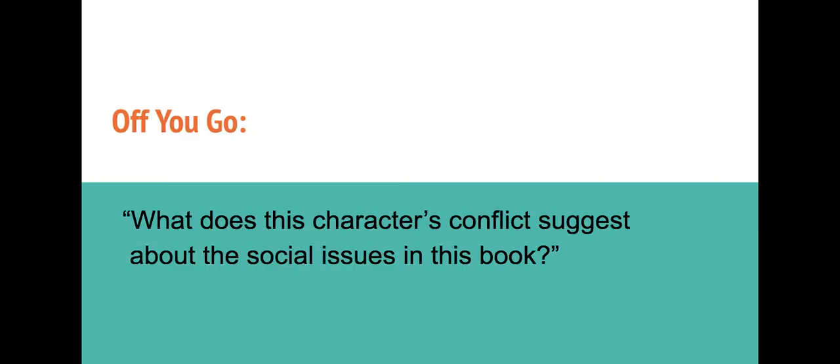All right, so with that, your task for following this mini lesson is we would like you to respond to this question. What does this character's conflict suggest about the social issues in this book? So I want you to choose either Selva or Nya, and I want you to talk about one of the conflicts that they are facing that is also a social issue. So you're going to pick one of them. It can be either Selva or Nya, and you're going to think about a conflict that they're facing and then ask yourself, is it also a social issue?